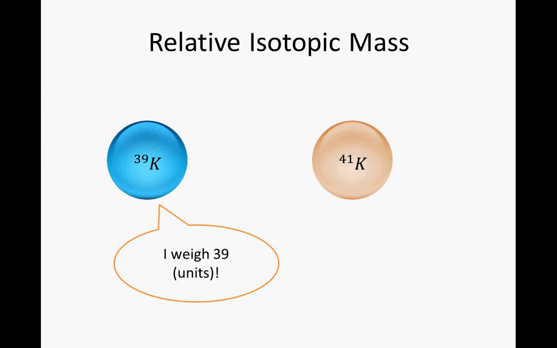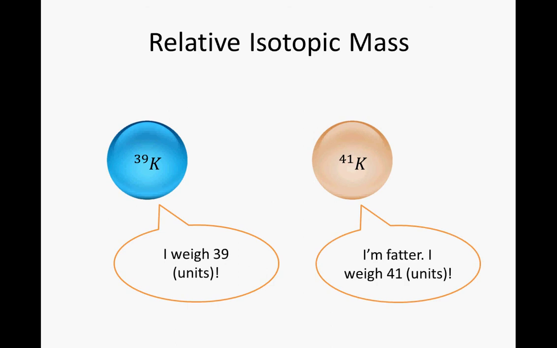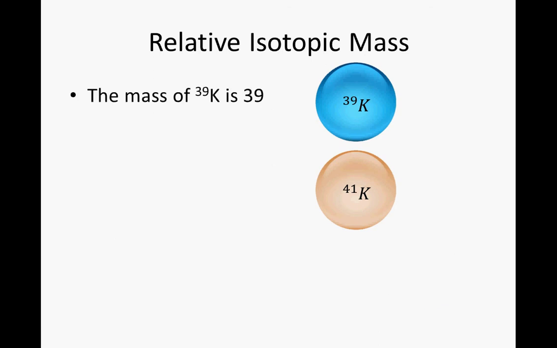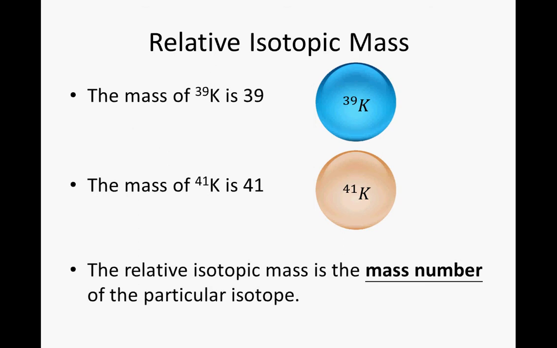They are both potassium. However, one of them weighs 39, or sometimes you may say 39 units. The other one weighs 41. It is fatter, or more heavy. So we can define the masses of them as 39 and 41 respectively. In short, the relative isotopic mass is the mass number of that particular isotope.